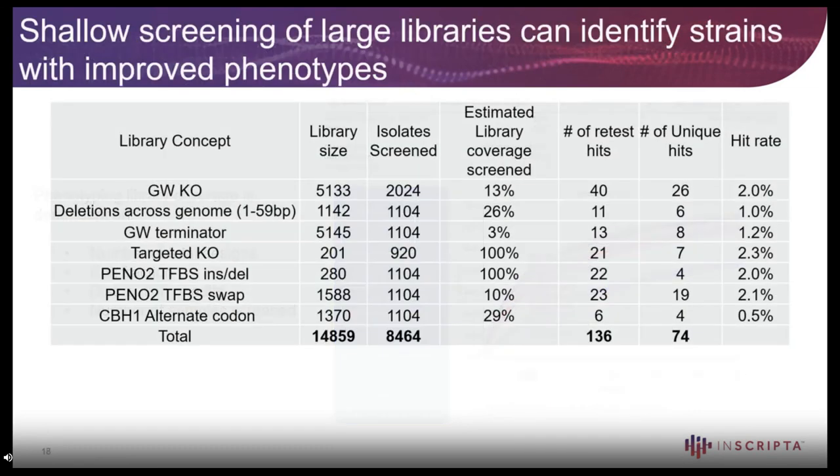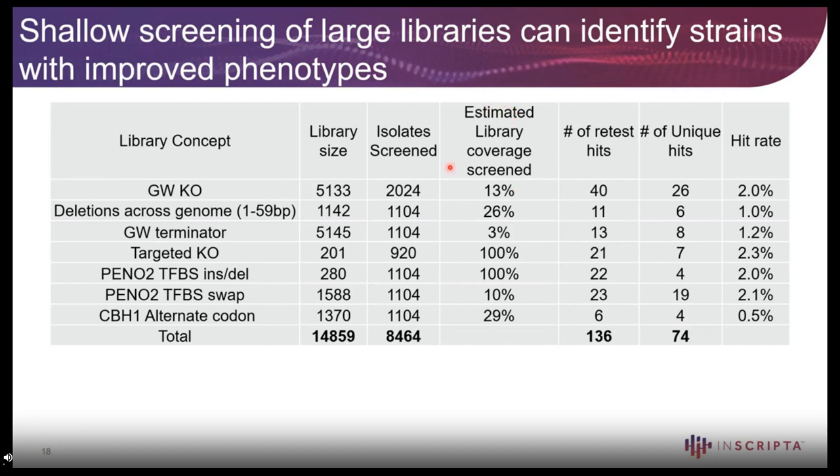This concept went into generating this table here. I'm showing the library concepts that were being screened, and the library size of each one of those. In total, about 15,000 edits were designed in an attempt to improve the expression of CBH1 across these 7 different libraries. I'm also showing the number of isolates screened from each of these libraries. In total, about 8,500 isolates were screened.